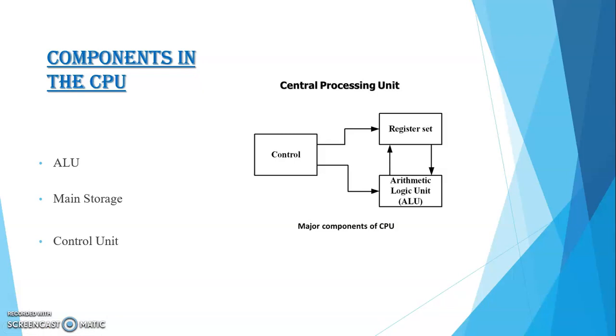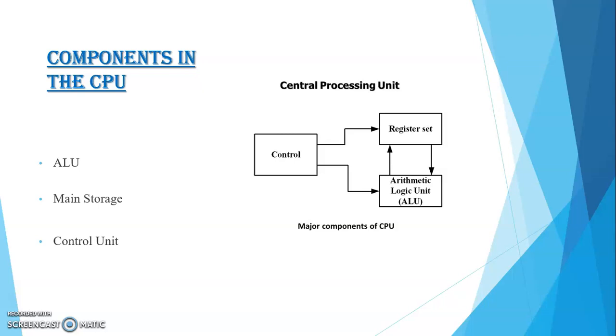As I mentioned before, the major components of the CPU are the ALU, main storage, and control unit. Now let's identify these separately. Firstly, the arithmetic logic unit, which is divided into two subsections, namely the arithmetic unit and the logic unit. The arithmetic unit's function is to perform arithmetic operations such as addition, subtraction, and division. The logic unit's function is to perform logical operations on data.